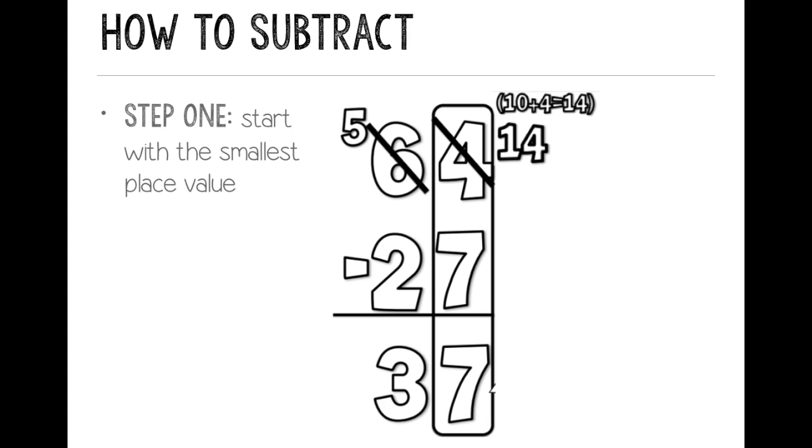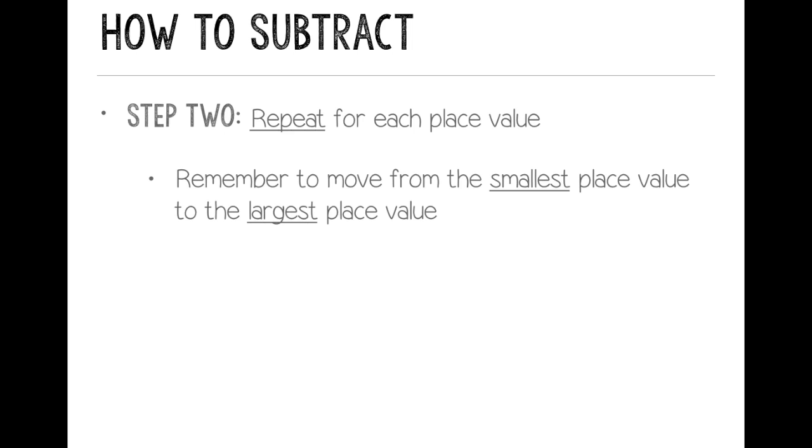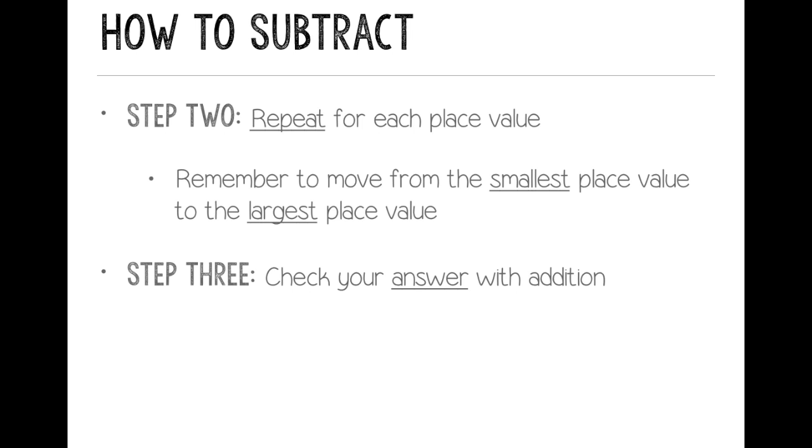64 minus 27, we look at our ones place, 4 minus 7, there's more on the floor, that means our bottom number is bigger, so we go next door and get 10 more. And that's called borrowing, and we're going to talk about how to do that in just a moment. Then we're going to repeat these steps for each place value, remembering to move from the smallest place value to the largest place value. And our final step is to check your answer with addition.